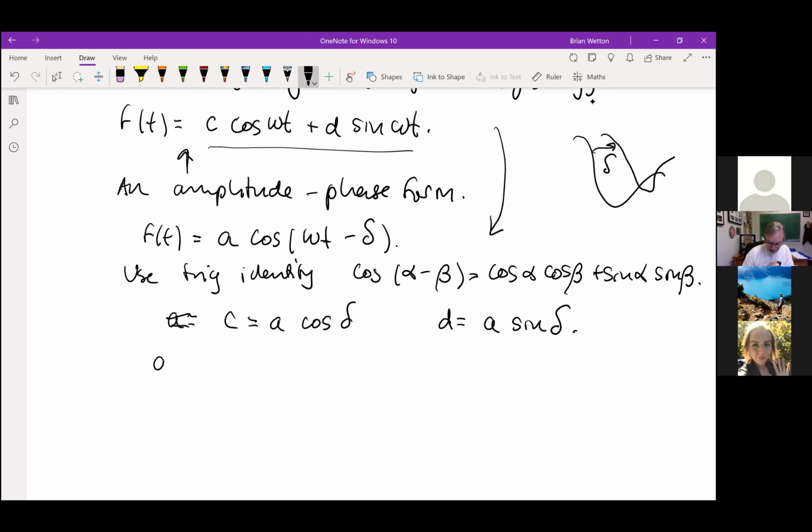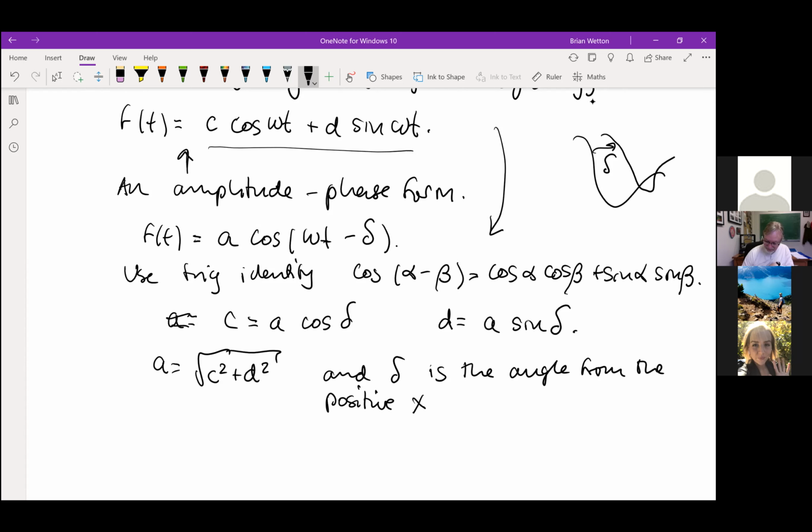And A naturally comes out now as the square root of C squared plus D squared. And delta is the angle from the positive x-axis to the vector CD. Now, I could say it was the arctangent of C divided by D, except that won't always get the right quadrant, right?